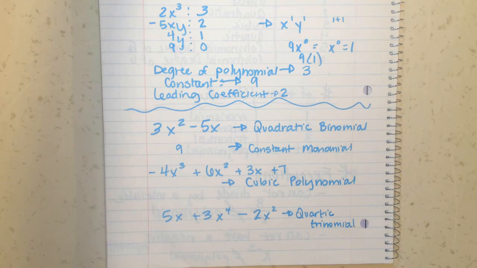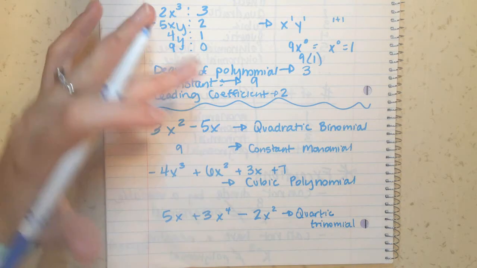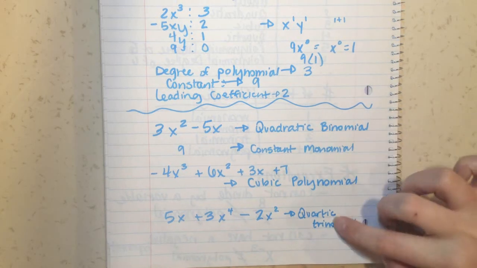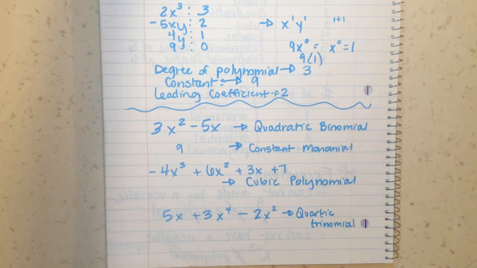Alright, so your actual homework, after you've done the vocab and you viewed this video on how to classify and identify polynomials, your homework is in Google Classroom. There is a Google Sheet where you are just typing in the name, just like we did on this example here. You are typing in the name of the polynomial.